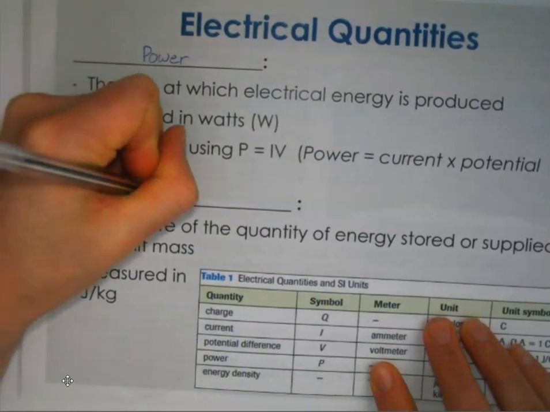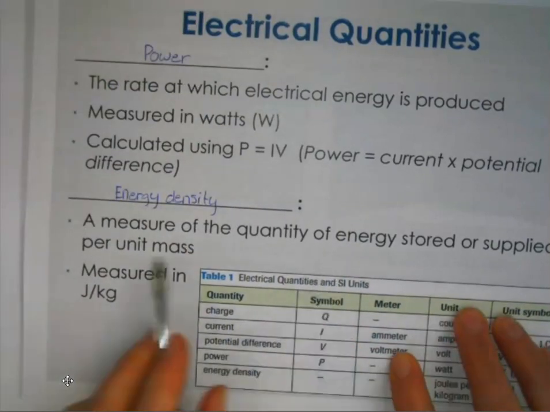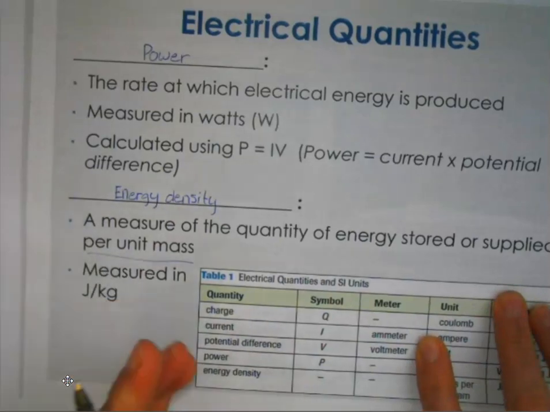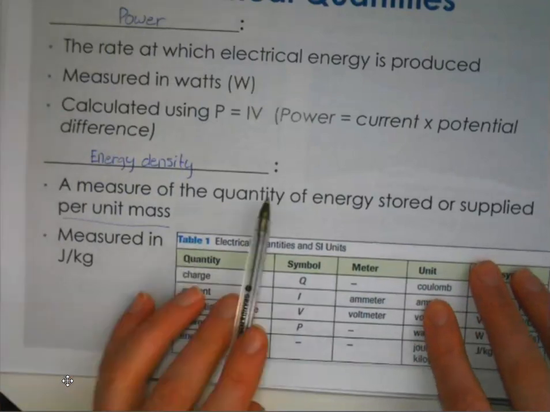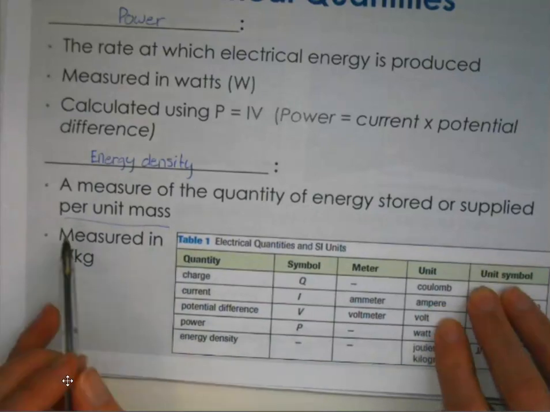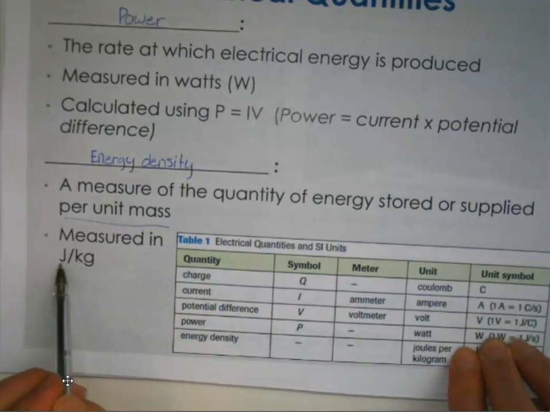Okay, the other thing we have here is energy density. This is measuring how much energy is stored or supplied per unit of mass, right? So if we have reactants making a redox reaction, we want to know how much energy is produced per unit of mass for that reaction. And this is measured in joules per kilogram, right?